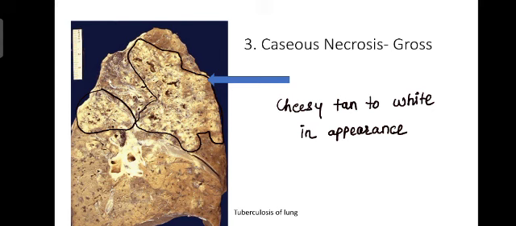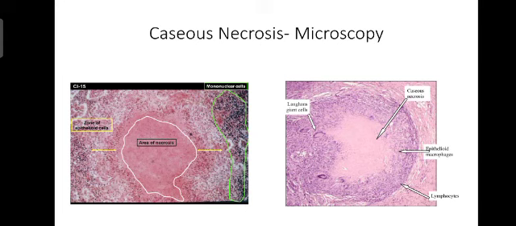appearance. In the microscopic examination of caseous necrosis, there is a central area of necrosis around which there is a zone of epithelioid cells, and around the zone of epithelioid cells there is mononuclear cell infiltration. Sometimes Langerhans giant cells are also seen in caseous necrosis.